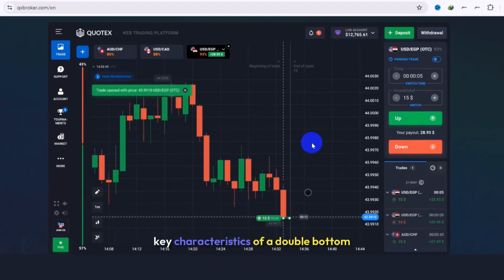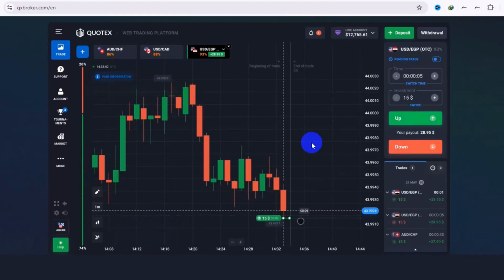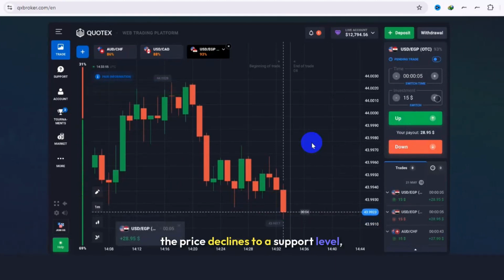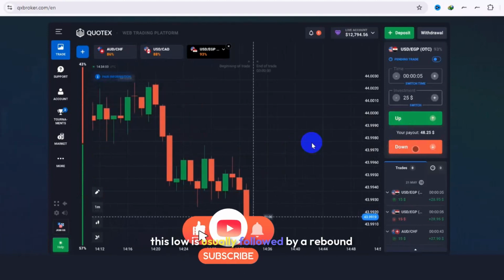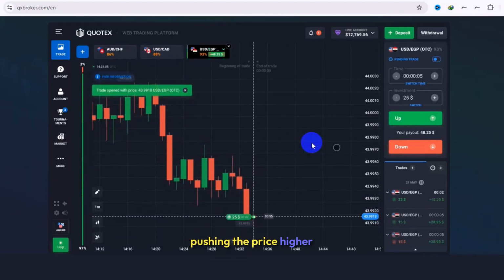Key characteristics of a double bottom. First bottom. The price declines to a support level, marking the first low. This low is usually followed by a rebound as buyers step in, pushing the price higher.